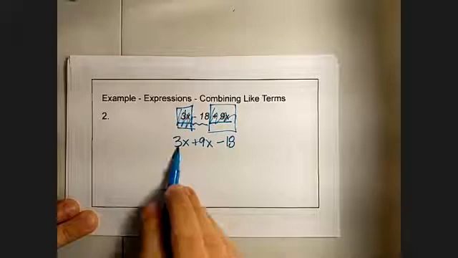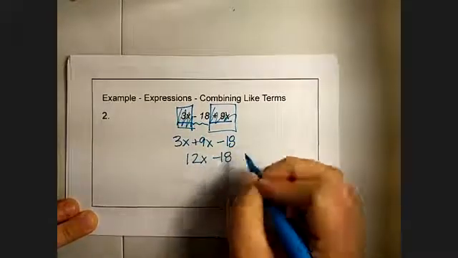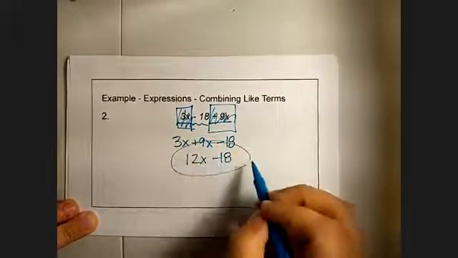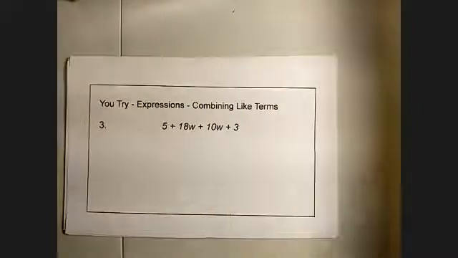This now says 3x plus 9x is going to give me 12x minus 18. I can't combine anything else here because those are not like terms. So that's a simplified expression. You go ahead and pause this here and try this problem.